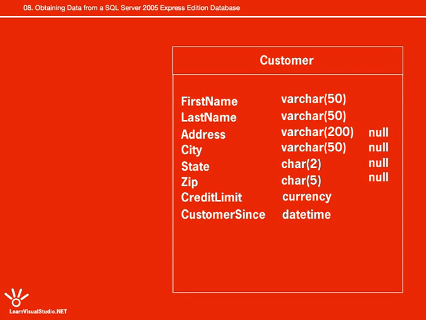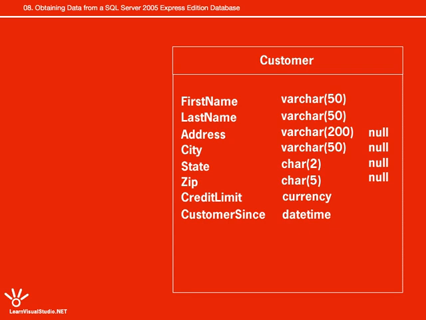Now the same is true for the customer since field. We can see that we've defined that as a date data type, and so it should only allow date values, and state, for example, should only allow 2 characters. For example, TX for Texas, CA for California, and so on.